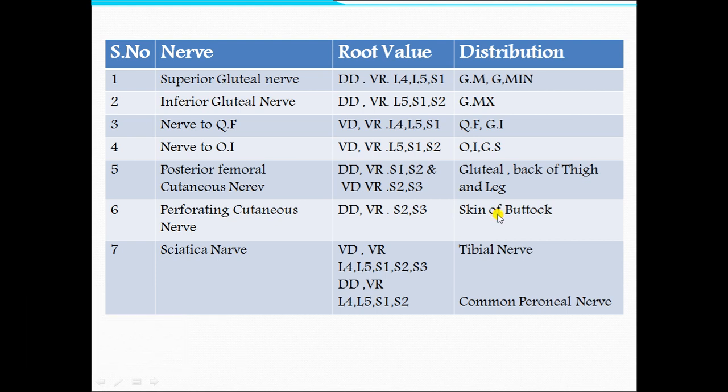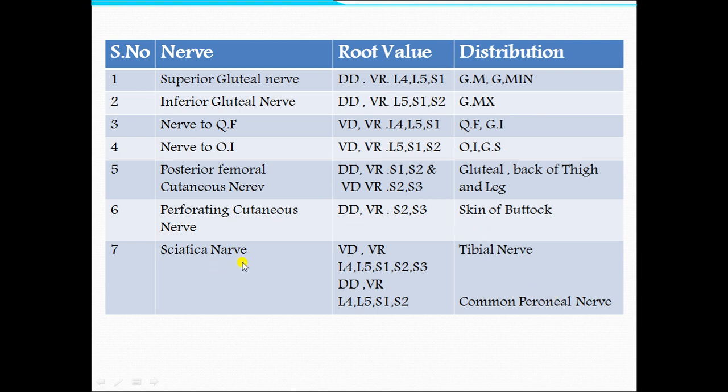Sciatic nerve, you already know the sciatic nerve. These are two components, the tibial component and the common peroneal component. The tibial component is a ventral division, and the common peroneal component is a dorsal division. The ventral division of ventral rami of L4, L5, S1, S2, S3 forms the tibial nerve, and the dorsal division of ventral rami of L4, L5, S1, S2 forms the common peroneal nerve.